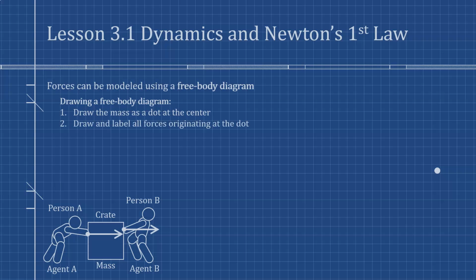The next thing we're going to do is draw and label all of the forces originating at the dot. Now, I didn't give you enough information about this crate problem to show you what all of the forces are going to be acting on the crate. What I'm going to do is share with you what I know would be some forces that are acting on the crate.